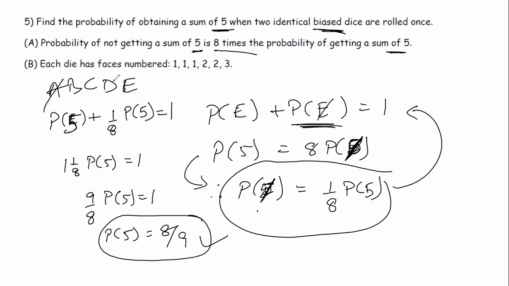A answers, C and E. I'm sorry, A answers. So B, C, and E is gone. So now we have to check whether D answers or not. Correct. Each die has faces numbered 1, 1, 2, 2, 3.